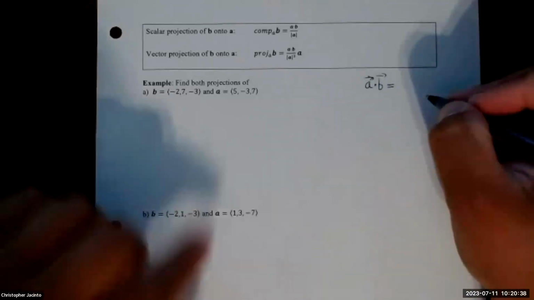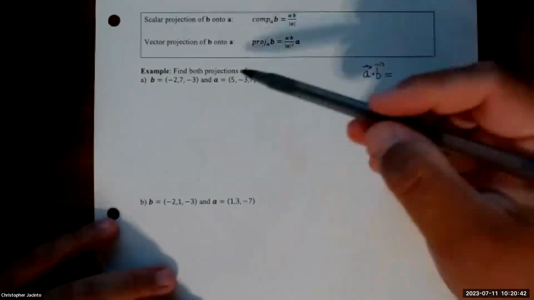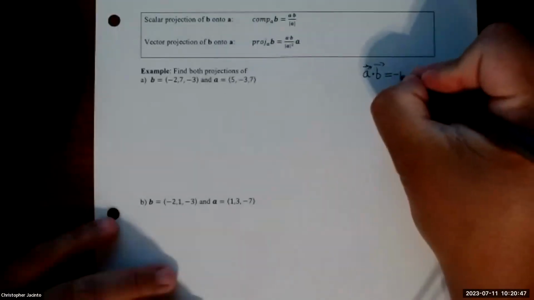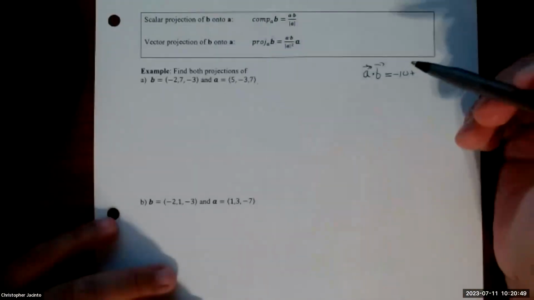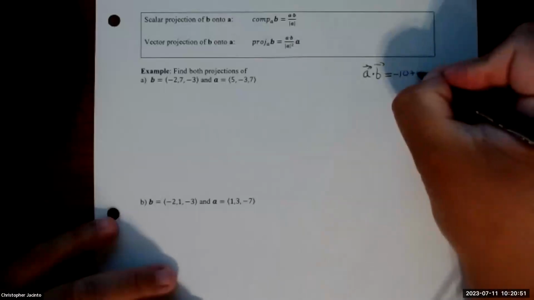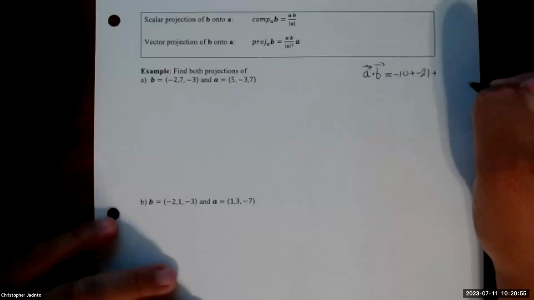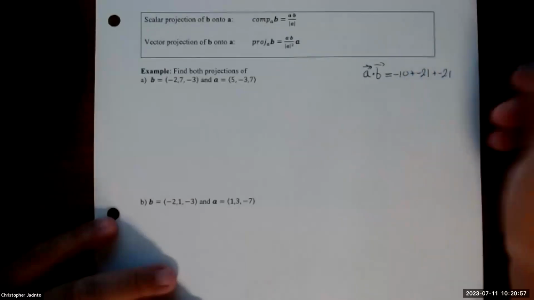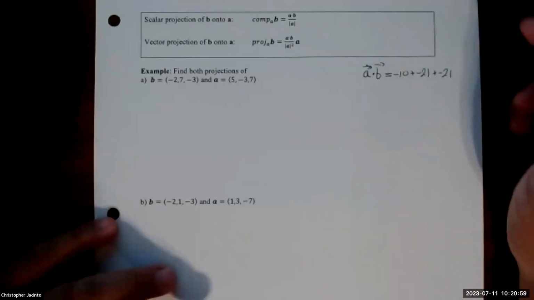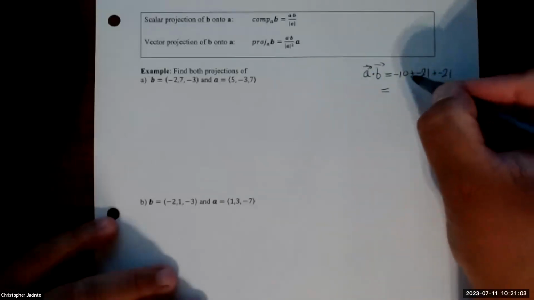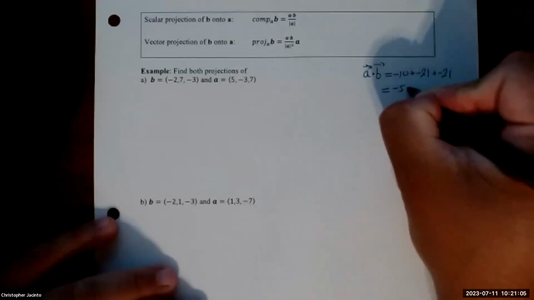So multiply. Hopefully at this point I can skip a couple steps but I'll just say it as I go. 5 times -2 is -10. -3 times 7 is -21. And then 7 times -3 is also -21. So what is this? -42 plus 10, so -52.